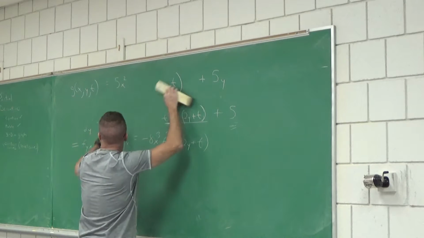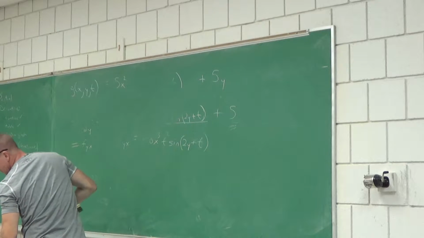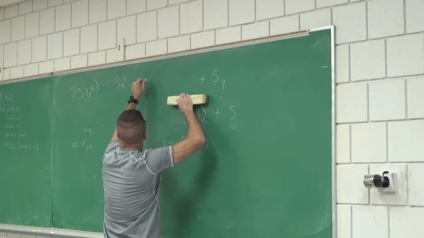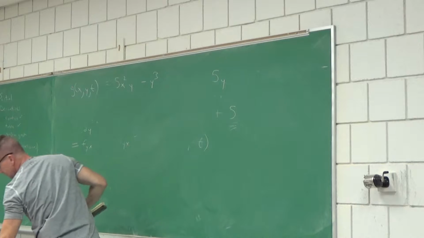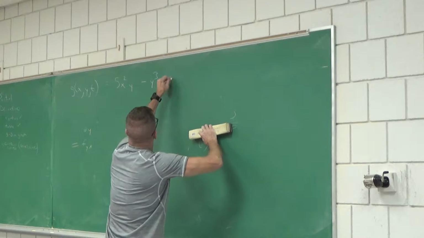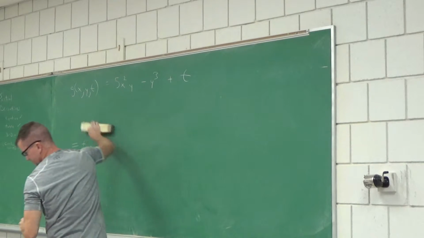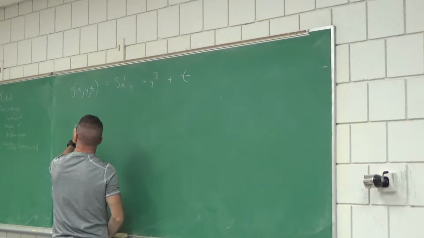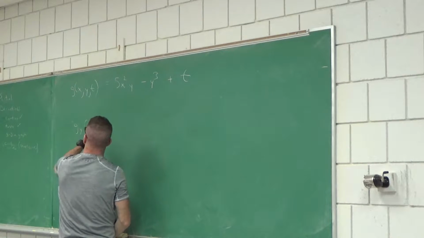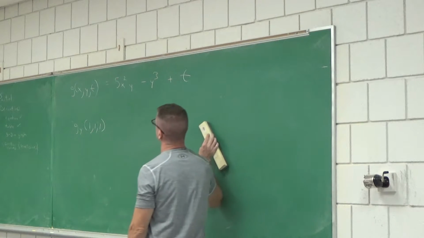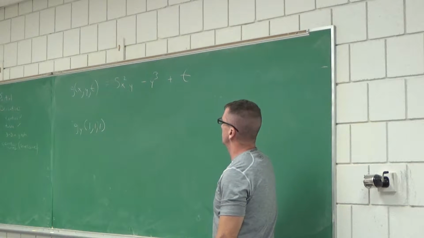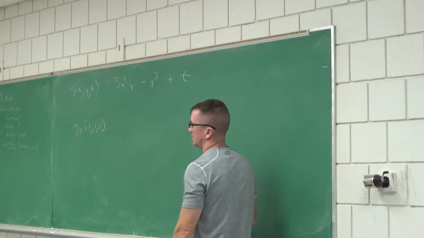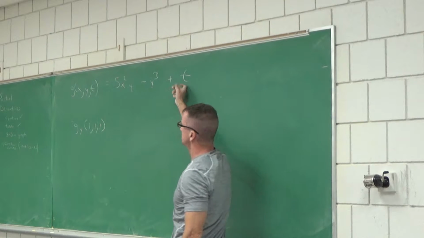5x squared y minus y cubed plus t. And then when you're going to find g of y at the value 1, 1, 1. So we have to find the partial of g with respect to y and then plug in the numbers 1, 1, 1. Don't let this get you.